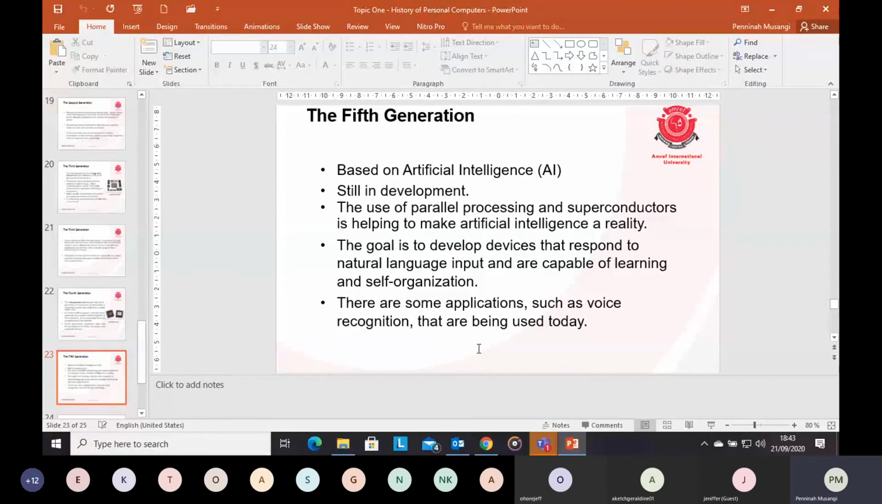I'll give an example. You start typing, or you want to do a search, and maybe you misspell a word. It asks you, did you mean this? That shows that the computer, or whatever technology it has, is in a position to think, to have the intellect of what you want to mean. It can fill in what you mean.